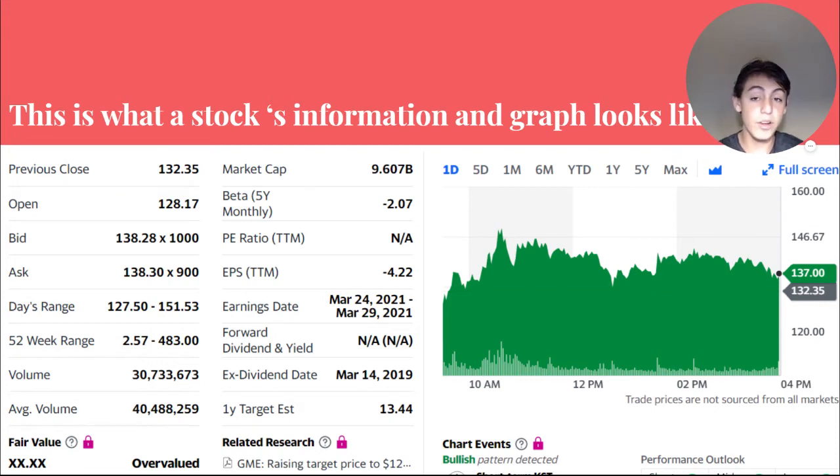This is an example of what a stock's information and graph looks like. You can see the previous close, the open, the market cap, and you can see the EPS and the PE ratio. We'll be covering these terms and much more in the slides below.